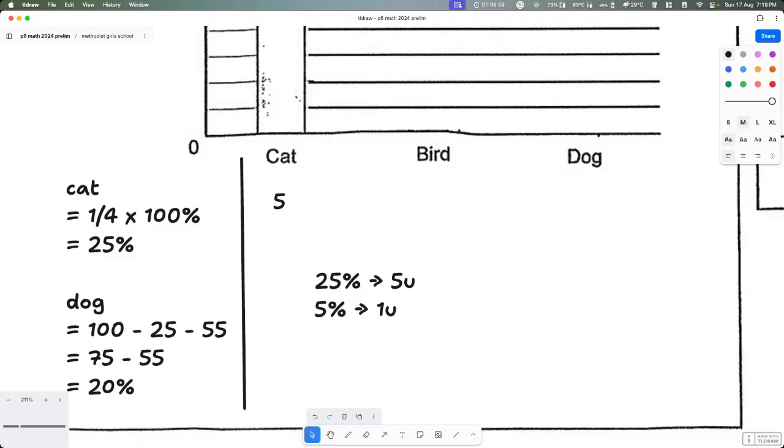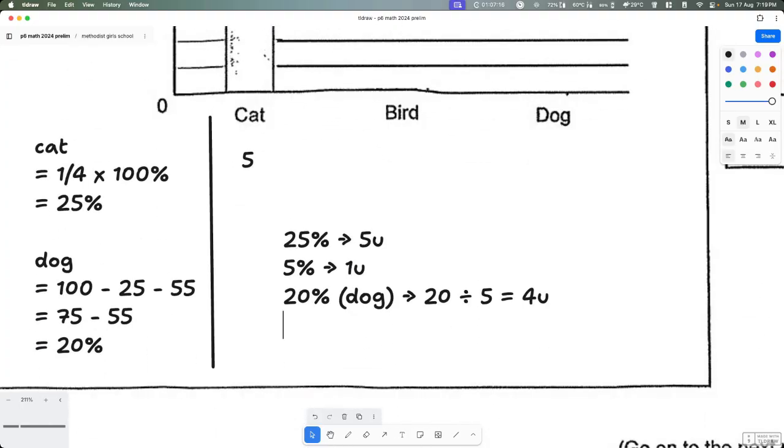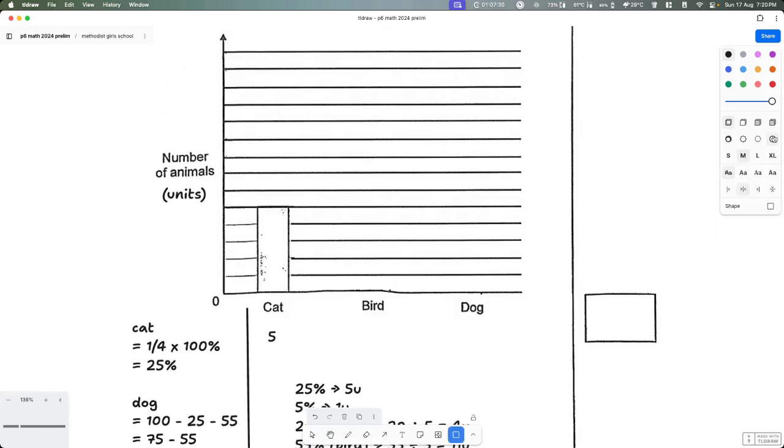So for cat is 25%, dog is 20%, which is equal to 20 divided by 5, which is equal to 4 units. And then we have bird, which is 55%. So this is bird, which is equal to 55 divided by 5, which is 11 units. Okay, that's it. Let's draw the rectangles.